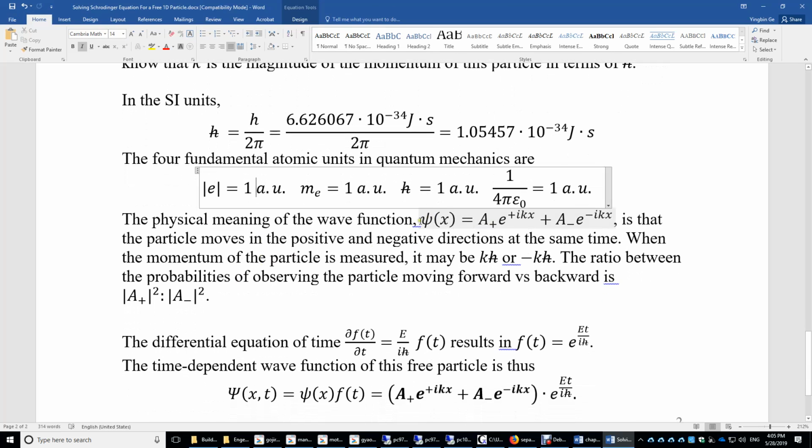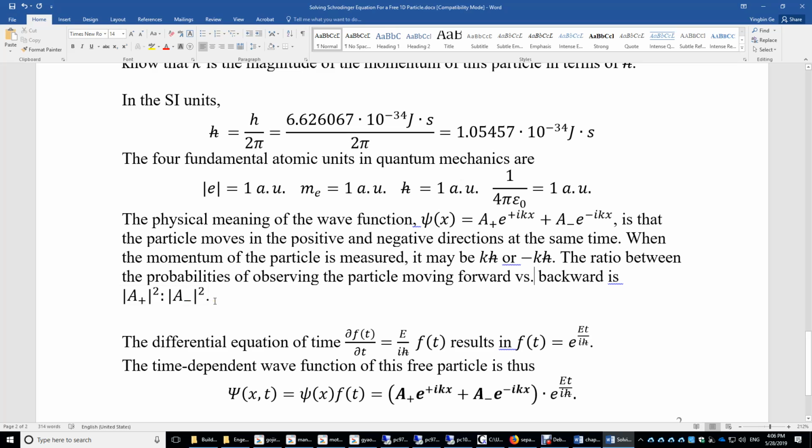And the physical meaning of this wave function of the one-dimensional particle is very simple. This particle is moving in the positive and negative directions at the same time. And if we measure the momentum of the particle, we may get k h bar or minus k h bar. The ratio between the probabilities of seeing the particle moving forward versus backward is a ratio here, a plus squared versus a minus squared.